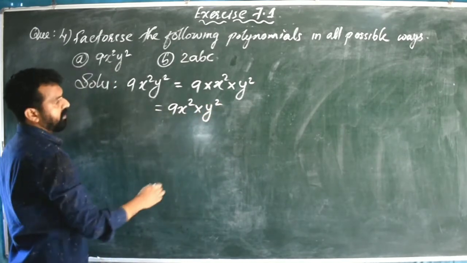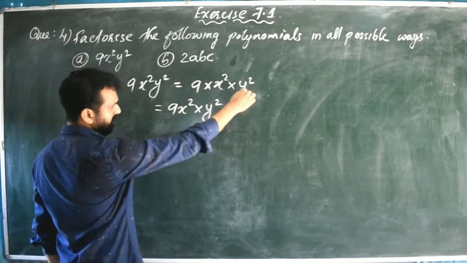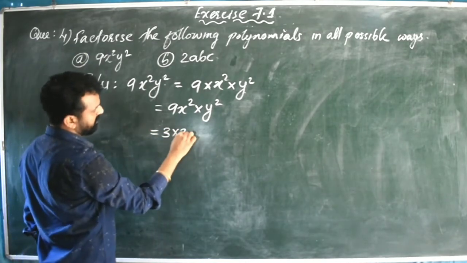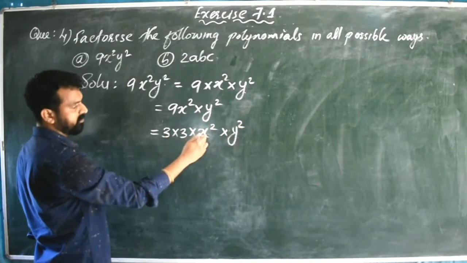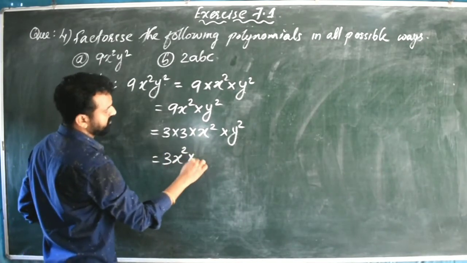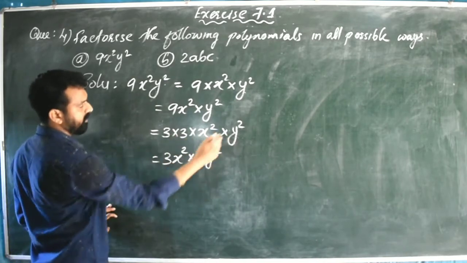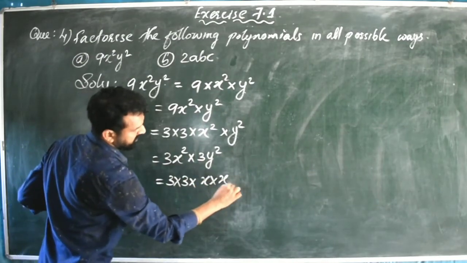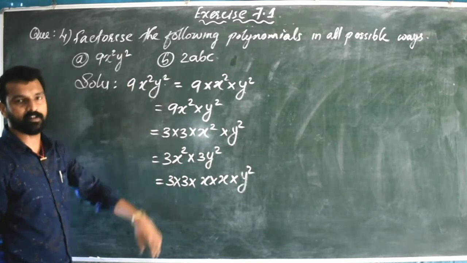9x square and y square are the factors of 9x square y square. Or we can write 3 into 3 into x square into y square. Or we can write 3x square into 3y square. 3 into x into y square we can write. These are also the factors of 9x square y square only.